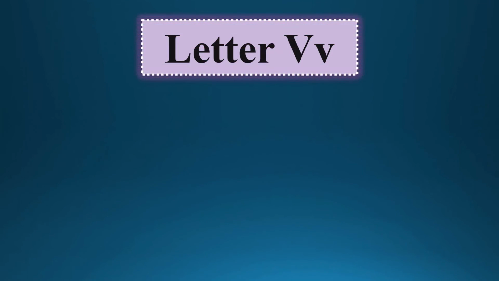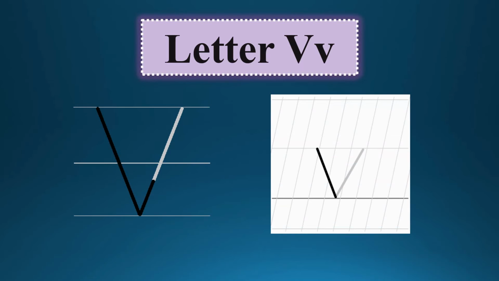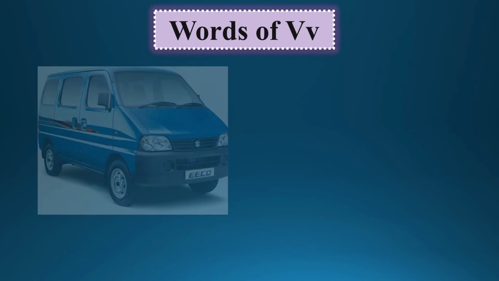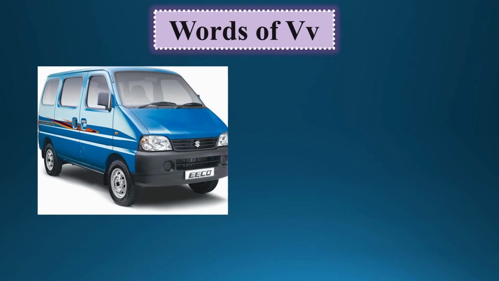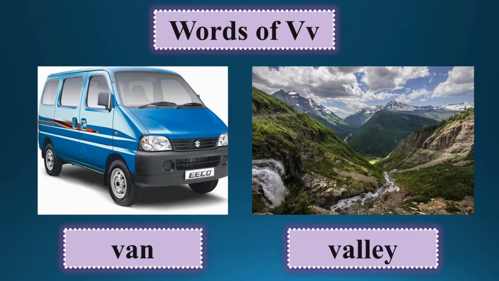Here is the letter V, capital letter V and small letter v. This is the way we write the letter, capital and small. And the sound is V, V, V. Let's hear the beginning sound in the words. Van, v, van, valley, valley. Repeat with me, valley.